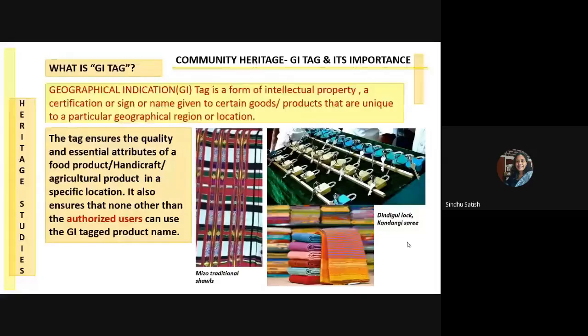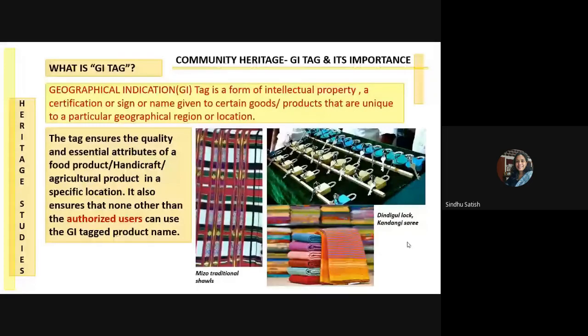And the other one on the right that you see here are Dindigul locks. And at the bottom, you see Kandangi sari. So the famous Dindigul locks are known throughout the world for their superior quality and durability, so much so that even the city is called Lock City. Dindigul is called Lock City.